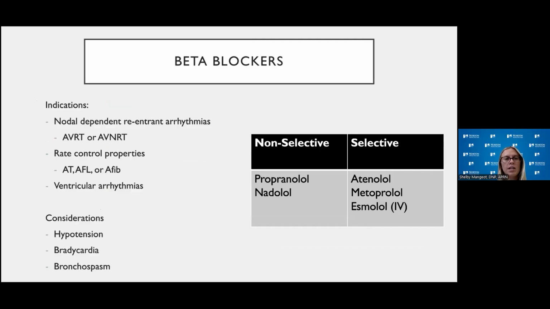So common indications are going to be our reentrant arrhythmias that are nodal dependent, such as AVRT or AV nodal reentrant tachycardia. It's a really good medication for rate control properties in atrial tachycardia, atrial flutter, and atrial fibrillation. And we can often use this medication with ventricular arrhythmias, again, specifically with catecholamine-sensitive ventricular arrhythmias. Considerations would be hypotension, bradycardia, and bronchospasm. And then this is a nice little chart of the differences between our non-selective and our selective beta blockers that we commonly use. And then esmolol is going to be our IV choice when it comes to beta blockers.